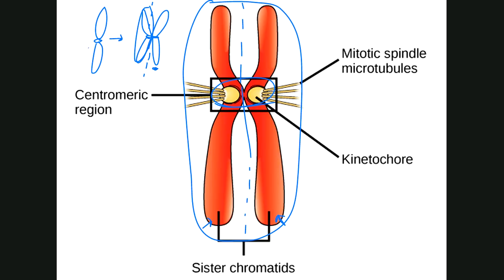So notice it shows the centromere, it shows the microtubules that are part of the spindle, and then it shows these specialized protein structures called kinetochores that are part of the centromere, and that's where the spindle is actually attaching on the chromosomes.